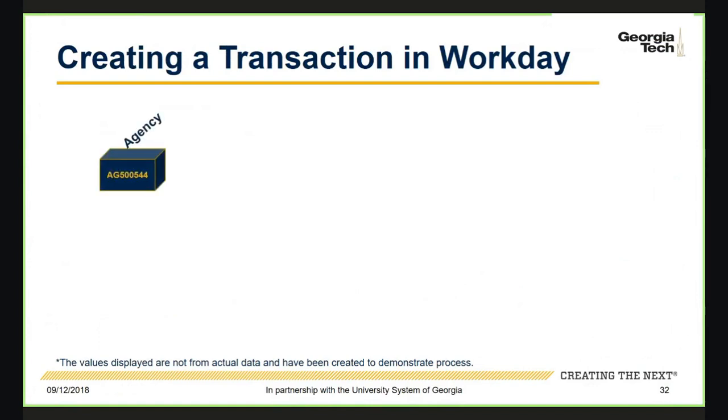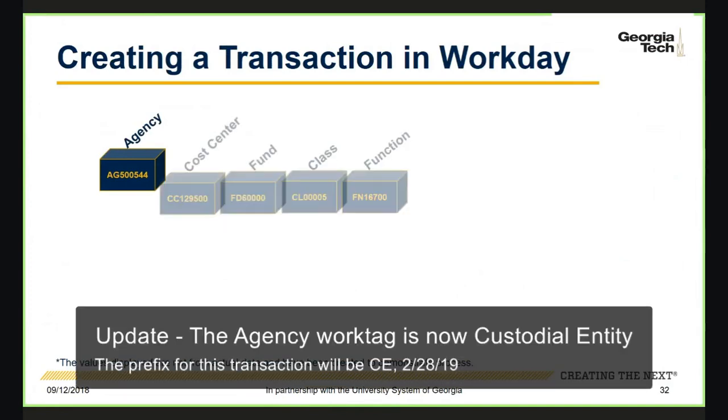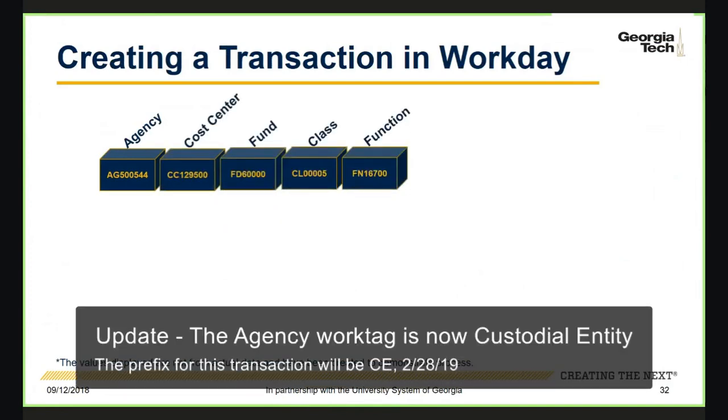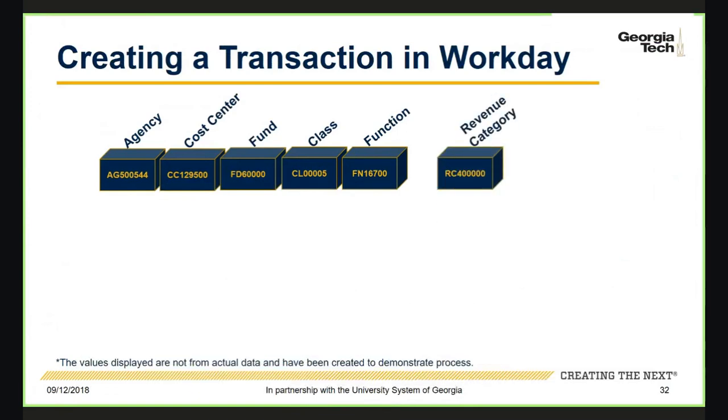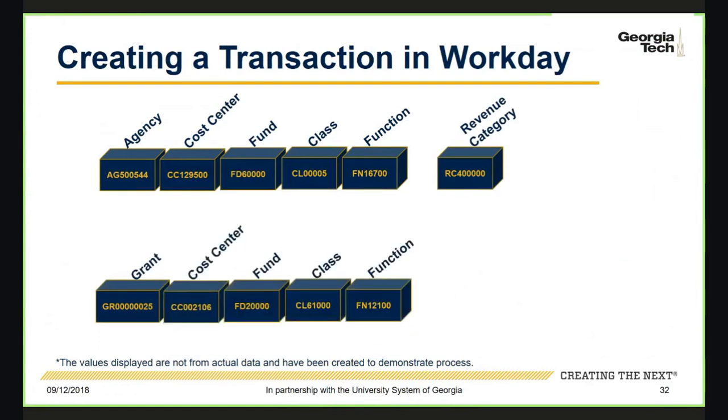This time we're going to use agency as the driver. We're going to record revenue, but first our related work tags appear. We're going to record revenue, so we will use a revenue category. One last time, grant is the driver. Our related work tags appear.